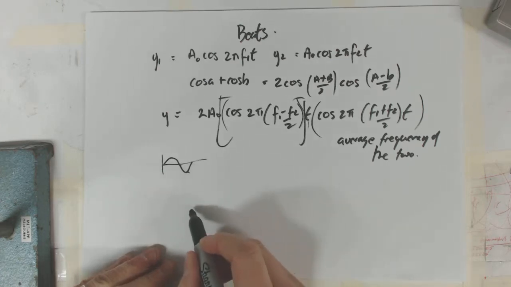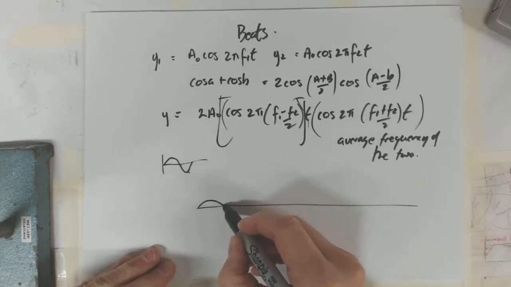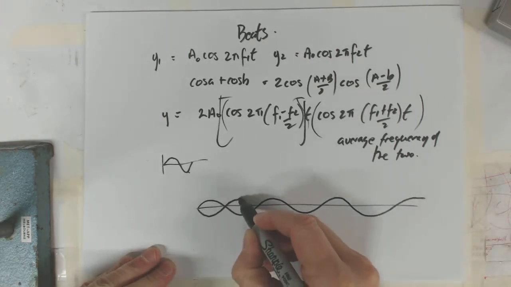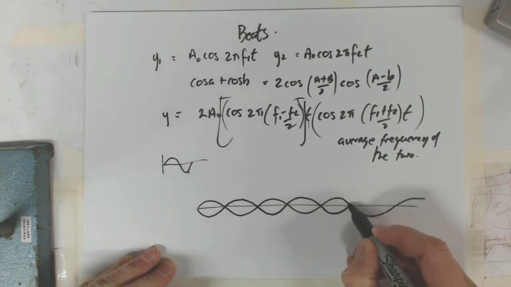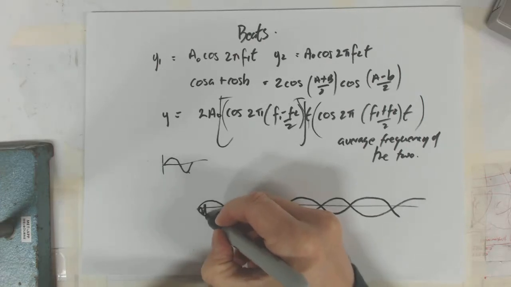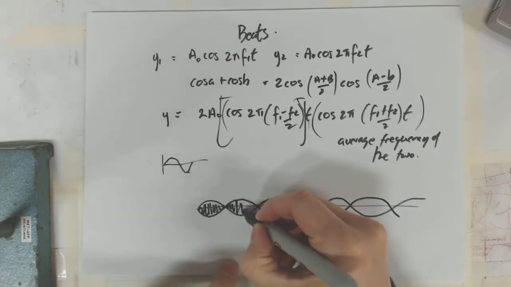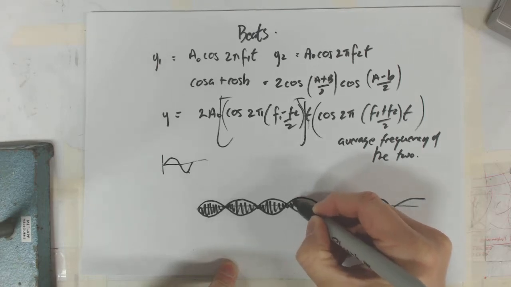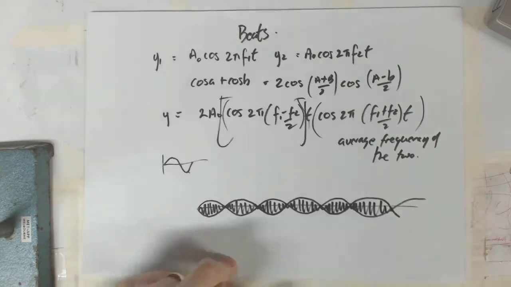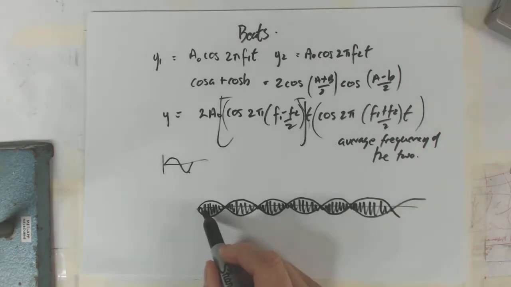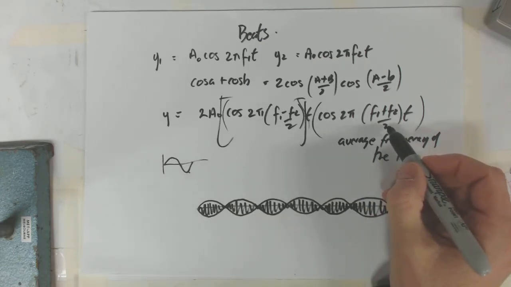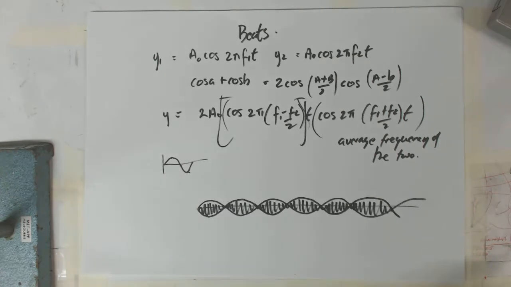Now, if we draw this wave, let's see what it's going to look like. What we're going to look at here is a wave that's going to look like this. So what's going on here? This wave inside the envelope has the frequency (f1 plus f2) over 2. It's the average frequency, right?